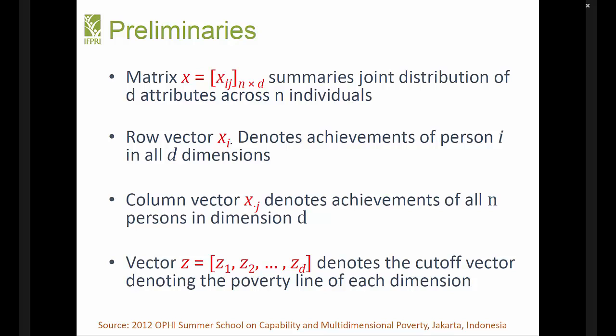And then we have vector z. It's not part of the matrix. Instead, this is the equivalent of a poverty line, right? This is the cutoff vector that denotes the poverty line of each dimension. Before, we only had a poverty line for standard of living. Now we determine a cutoff, a poverty line, for education. So what level of education do we consider to be poor? Maybe the cutoff is 4 years, or maybe it's even a dummy, literate or not literate. If you're not literate, you're poor, right? And same thing for health. Do they need a toilet, for example, to be non-poor or not? Or some other measure. So you have extra information here for the cutoffs.